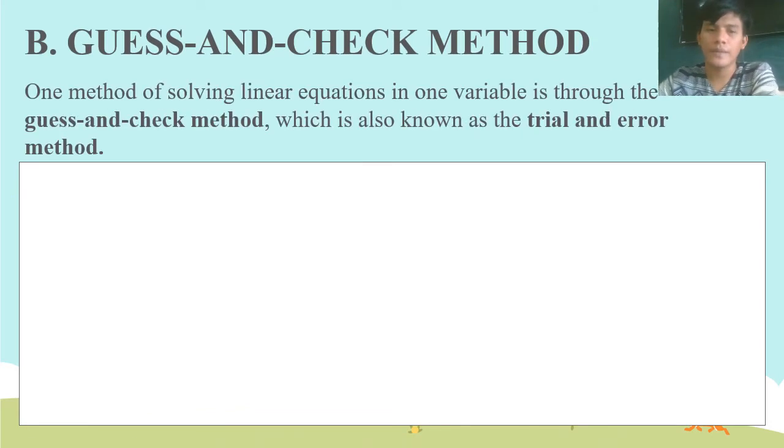Let's go to the guess and check method. Guess and check method is one method of solving linear equations in one variable. Guess and check method is also known as the trial and error method.